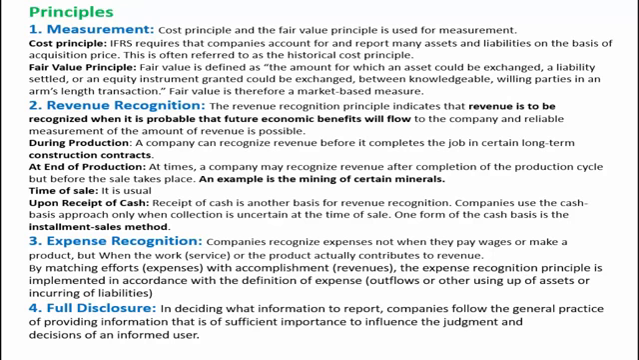At the end of the production. At times, a company may recognize revenue after completion of the production cycle but before the sale takes place. An example is the mining of certain minerals. At the time of sale, it's very common to recognize the revenue. Upon receipt of cash. Receipt of cash is another basis for revenue recognition. Companies use the cash basis approach only when collection is uncertain at the time of sale. One form of the cash basis is the installment sales method.